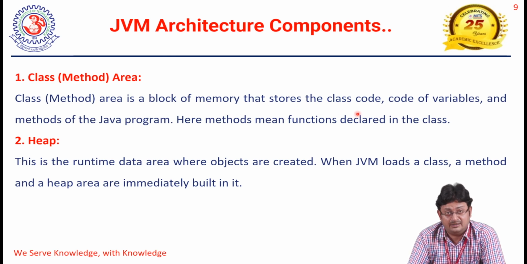It may be a normal method, or any static or different kinds of method, or any static variable. Okay, it may be any methods of other Java programs. So everything will be available under this class area. Now, the second very important memory space is nothing but the heap memory.